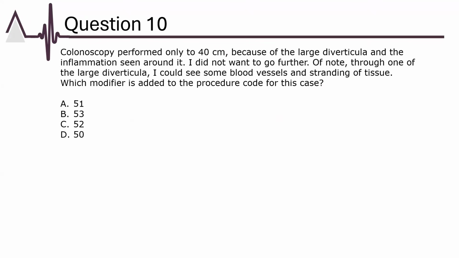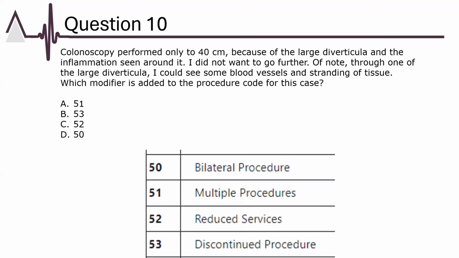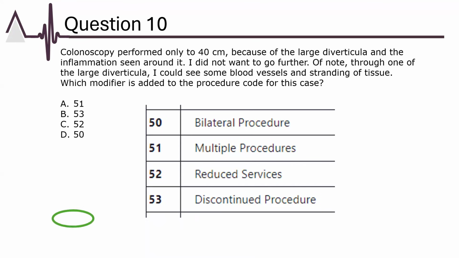Our final question, question 10. Colonoscopy performed only to 40 centimeters because of the large diverticula and the inflammation seen around it. I did not want to go further. Of note, though, on one of the large diverticula, I could see some blood vessels and stranding of tissue. Which modifier is added to the procedure of this case? The documentation states the colonoscopy was attempted, but the patient's condition prohibited the completion of the procedure. This procedure was discontinued. When we review the inside cover of our CPT book, we can see the modifiers listed. Modifier 53 is used for a discontinued procedure.